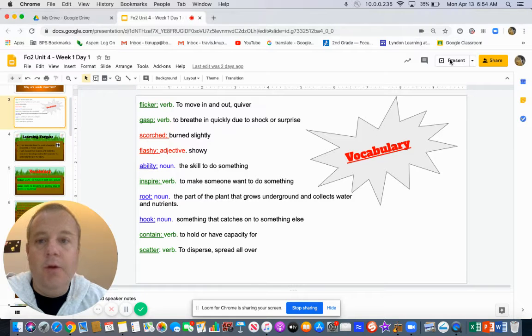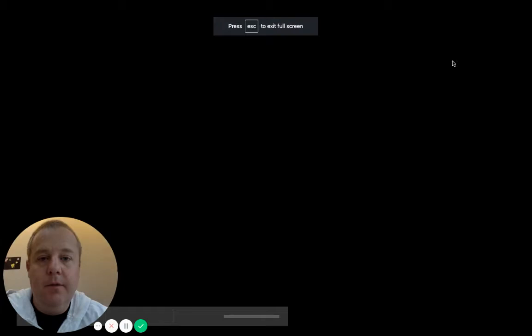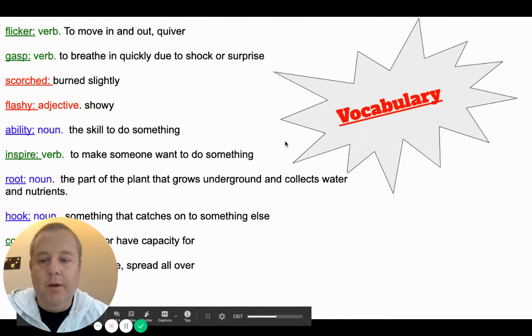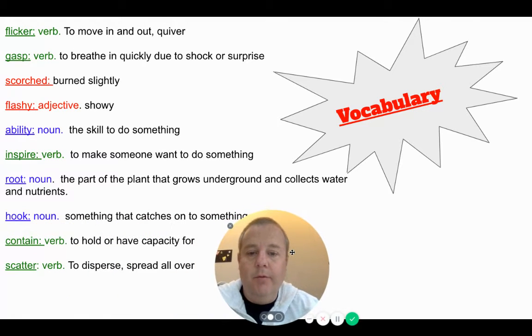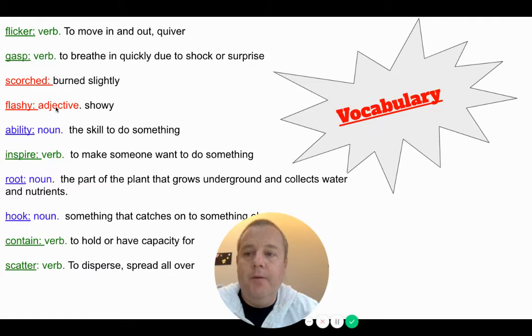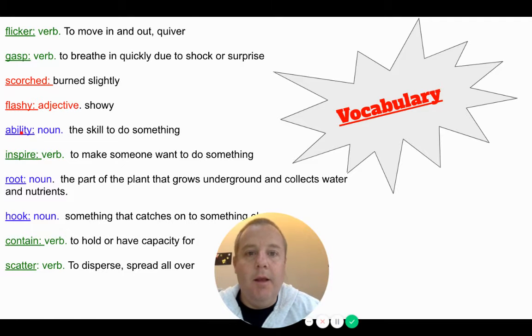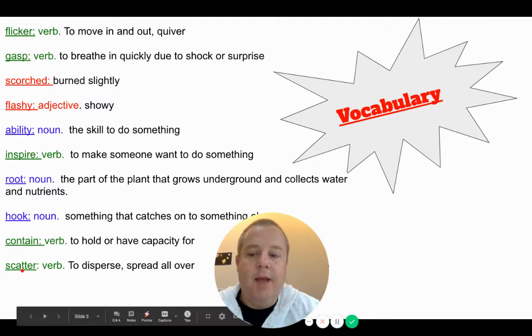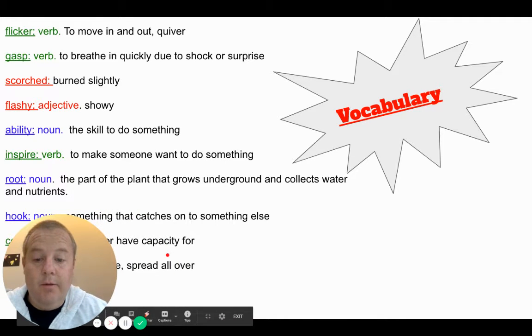Okay, welcome to part 2 of Text Talk Day 1 for Unit 4 in our Pollen and Pollinators unit. Here's your vocabulary for the week. The words are flicker, gasp, scorched, flashy, ability, inspire, root, hook, contain, and scatter. So you're going to look for those, and you'll see those words throughout the reading for the rest of the week.